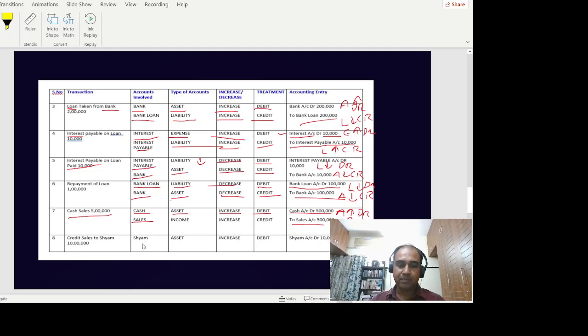Credit sales to Sham. The two accounts involved are Sham account and sales account. So credit sales to Sham: asset account and income account. Asset is increasing and income is also increasing. So Sham account will be debit, and in the next slide it will mention sales account. The entry will be Sham account debit to sales account credit. Clear, guys? So far good?